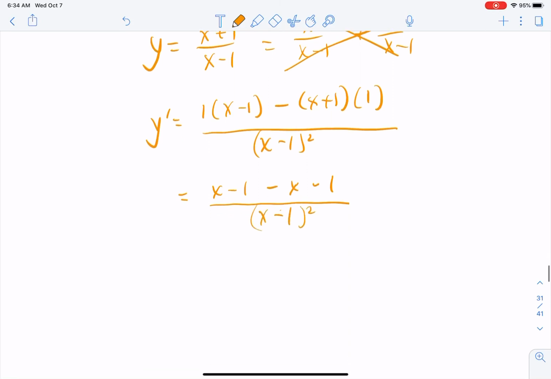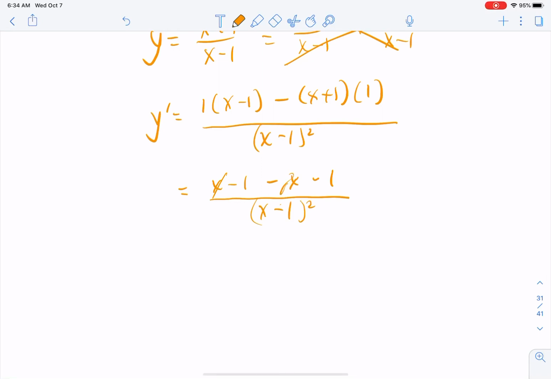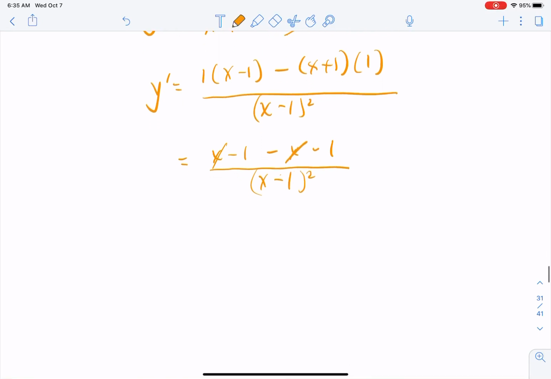Hey, it looks like things cancel, like these guys cancel. I'm sorry, that was an ugly cancellation mark. And I have a negative 2 on top. So negative 2 over x minus 1 squared.